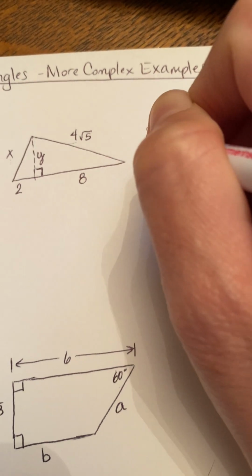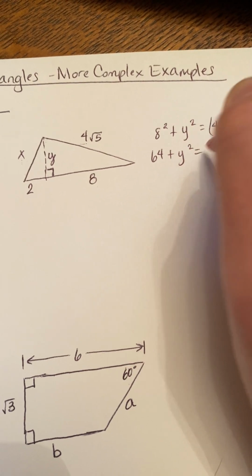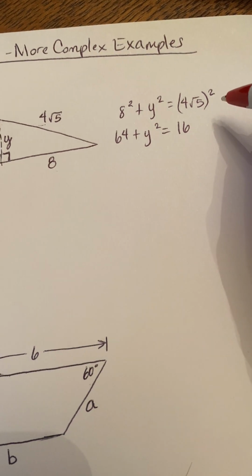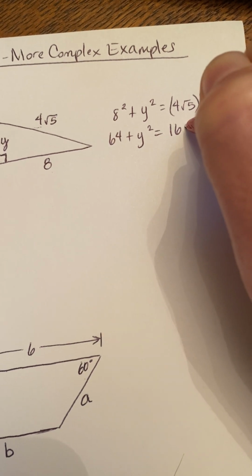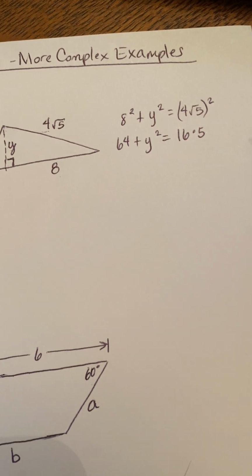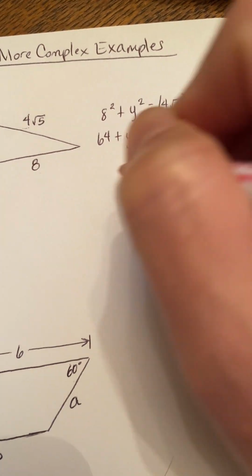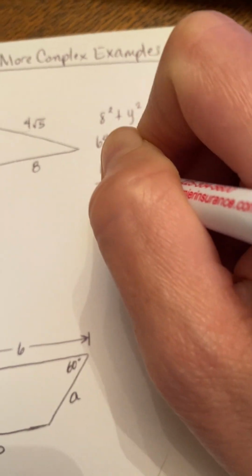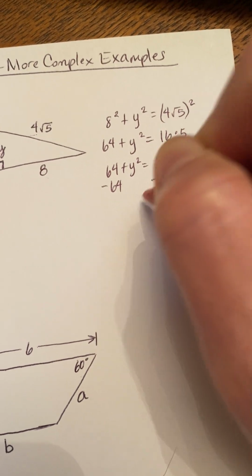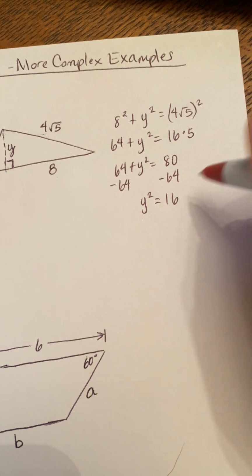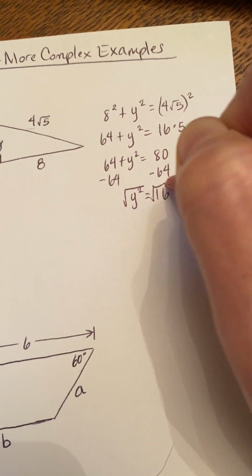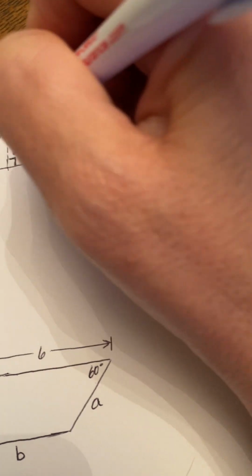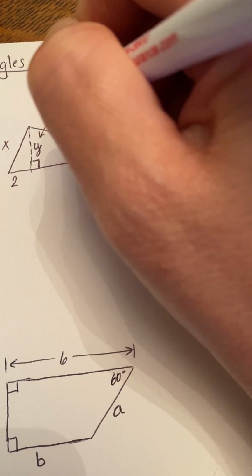Then 8 squared is 64 plus y squared equals, we square the 4, we get 16. We square the square root of 5, that just makes the square root symbol go away. We're left with the number underneath, which is 5. So that's 16 times 5. So now I have 64 plus y squared equals 80. Subtract 64, and y squared equals 16. Take the square root of both sides, y equals 4. So now I know that this is 4, right?